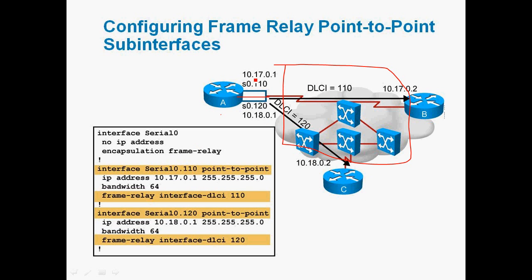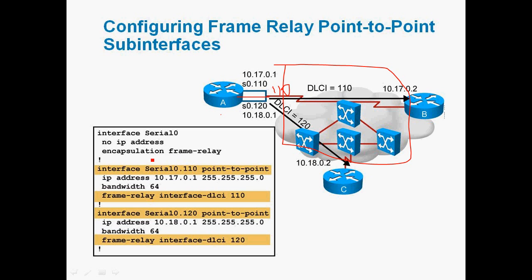10.18.0.1. So here 10.17.0.1 is the IP address for router A and 10.17.0.2 is for router B. Here we can see the DLCI value 110. That DLCI 110 indicates the permanent virtual connection between router A and router B, because this is the cloud. In the cloud we have dozens of frame relay switches. We do not create a physical connection, here we create a logical connection. So using the DLCI value we can identify the logical connection between router A and router B. So 110 indicates the connection between router A and router B, and the 120 DLCI value indicates the connection between router A and router C.